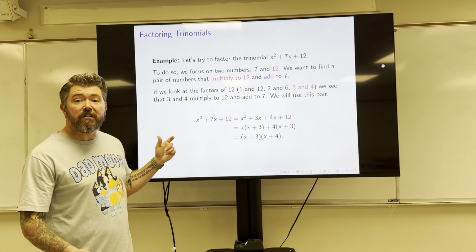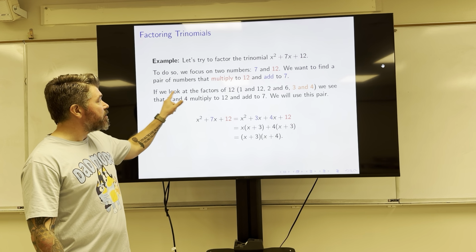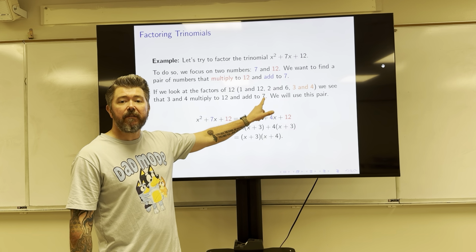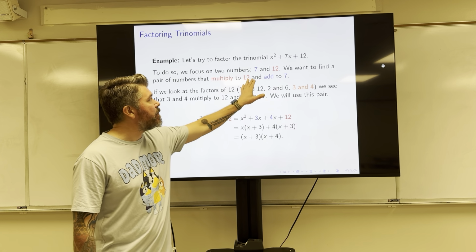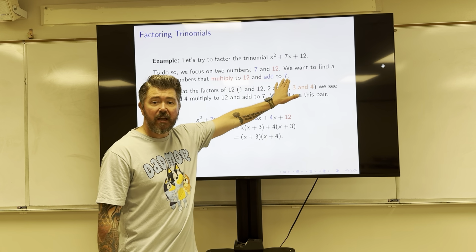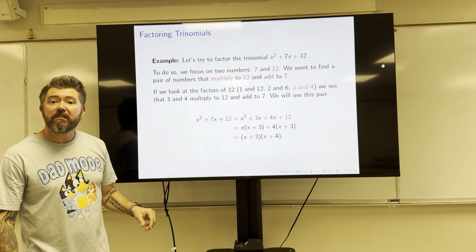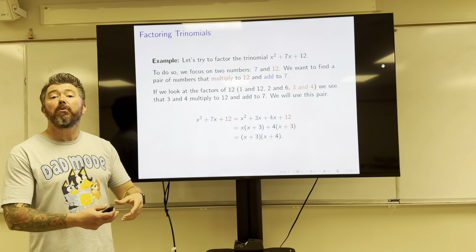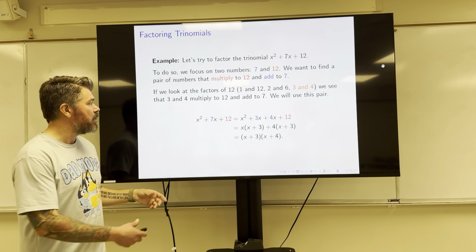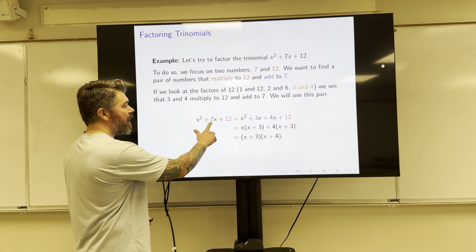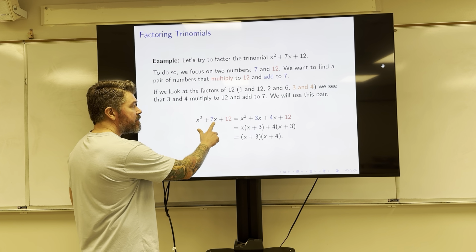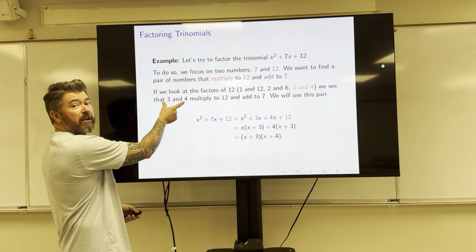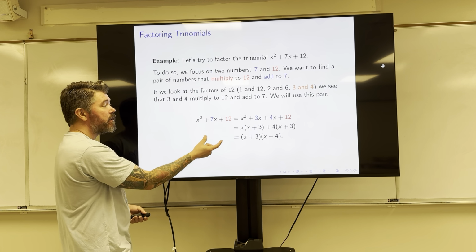Okay, now we should notice that 3 and 4 stand out because 3 plus 4 is going to give us 7, right? And we're looking for numbers that multiply to 12 and add to 7. So what we're going to do is use that pair to undo the middle term. Notice now that I can rewrite 7x as 3x plus 4x. I'm using that pair, 3 and 4, to undo it.